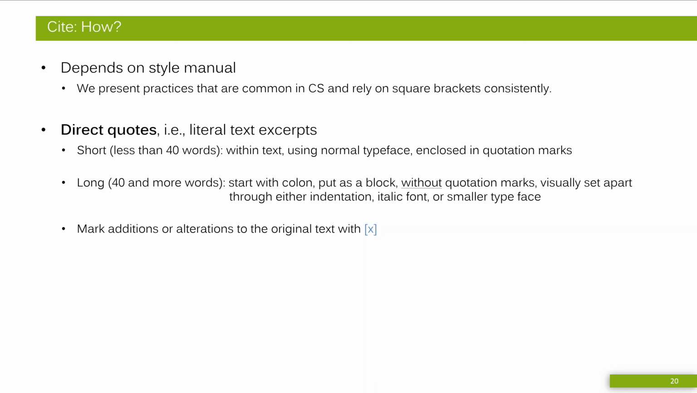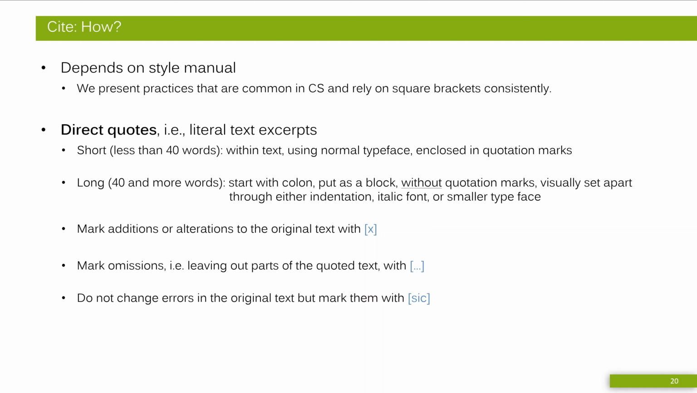Generally accepted is also that if you change anything in the original text that you cite, you mark this with square brackets. So any addition or alteration you mark with square brackets. You also mark omissions with square brackets and put the omitted part as 3 periods.